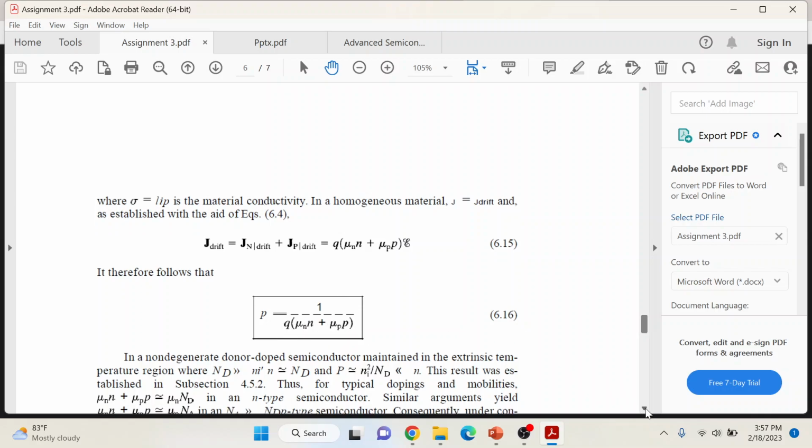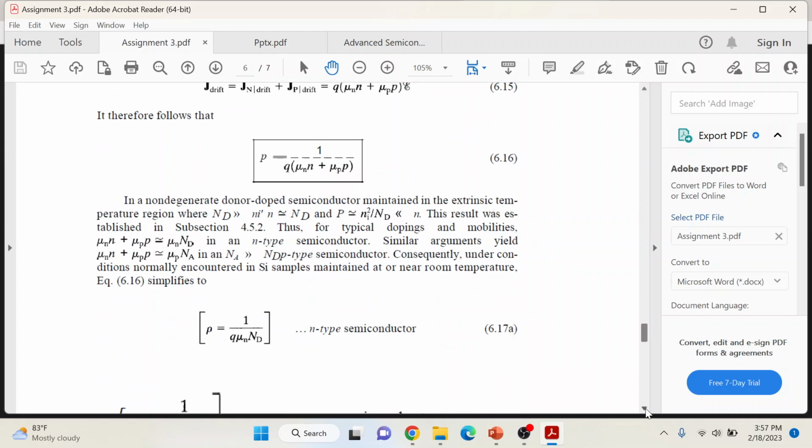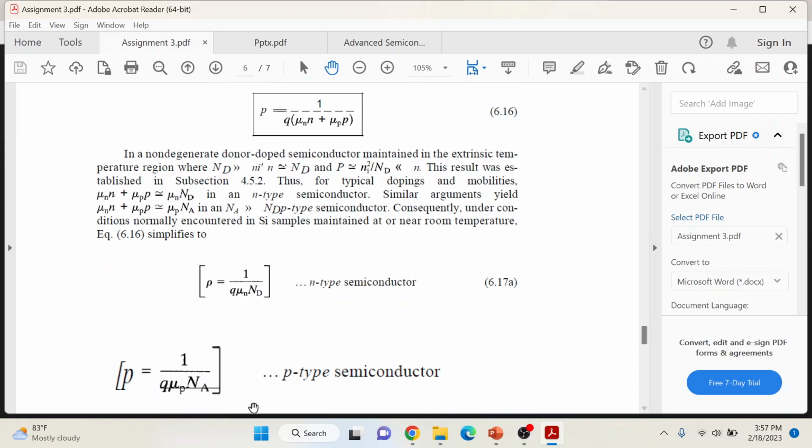This is the equation. Now, for n type semiconductors, what will happen? This will be q mu n N D. And for a p type semiconductor, it will be q mu p N A, according to the majority carriers, the donor and the acceptor. N D type or N A type, the equation changes, but the nature remains the same.